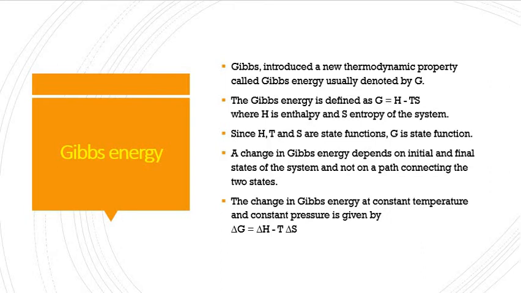Here H, T and S, all three are state functions. That is why Gibbs energy is also a state function. The change in Gibbs energy at constant temperature and constant pressure is given by delta G equals delta H minus T delta S.